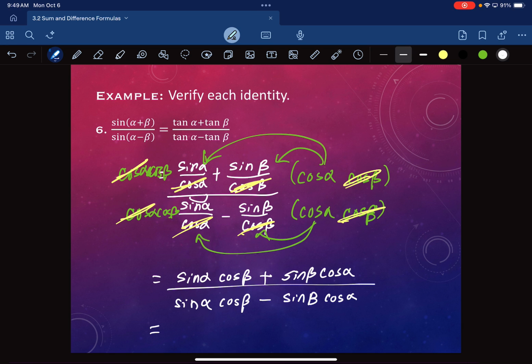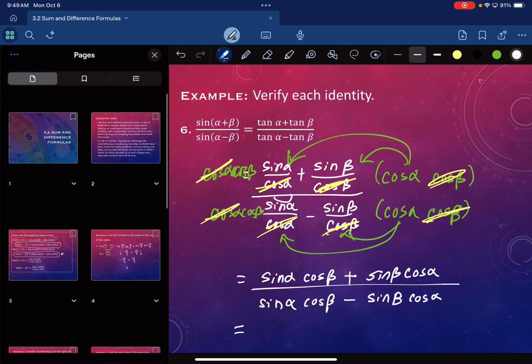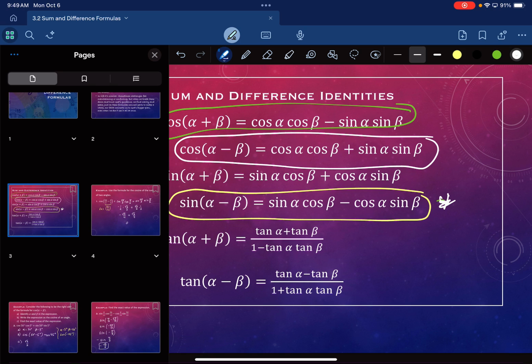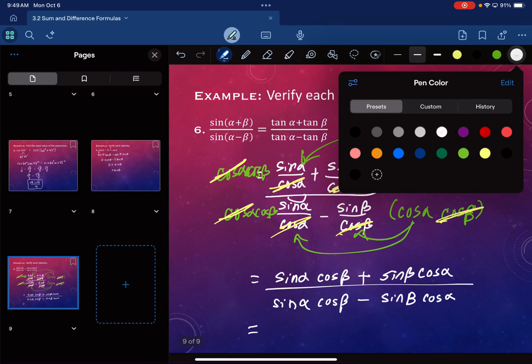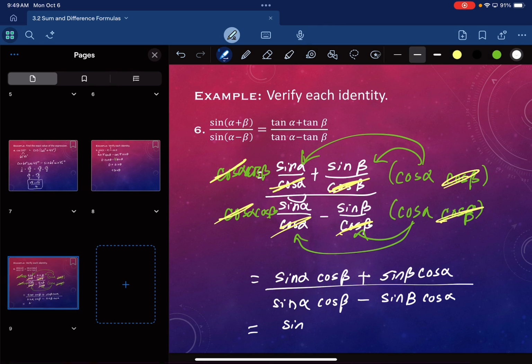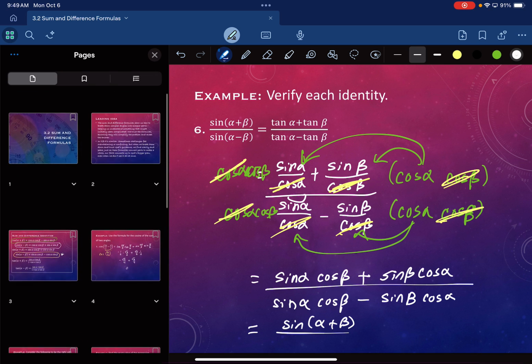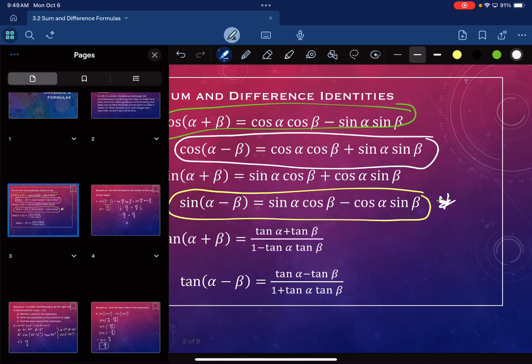This numerator is over here. Which one is sine of alpha cosine beta plus sine of beta cosine alpha? It is sine of alpha plus beta. So we actually have down here now sine of alpha plus beta. And what is the sine of alpha cosine beta minus sine of beta cosine alpha? That is sine of alpha minus beta. It's the one that's circled in yellow.